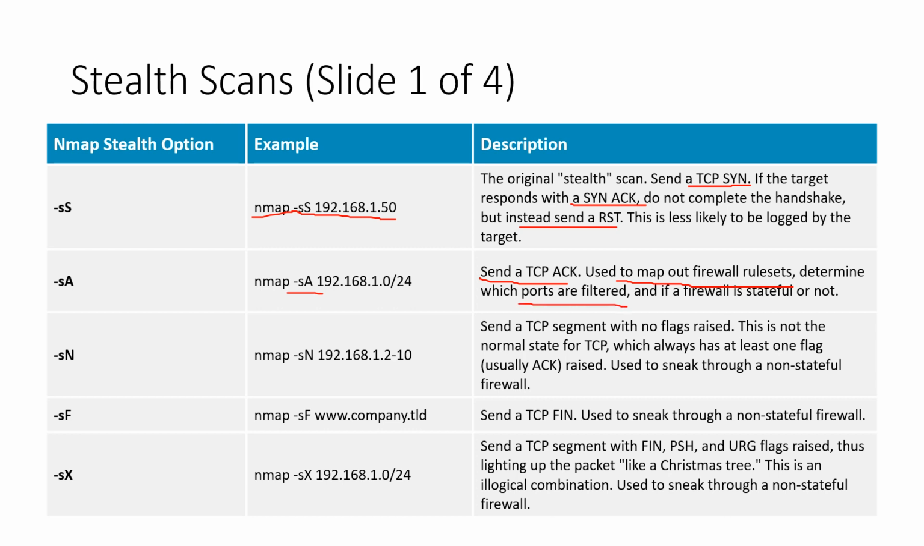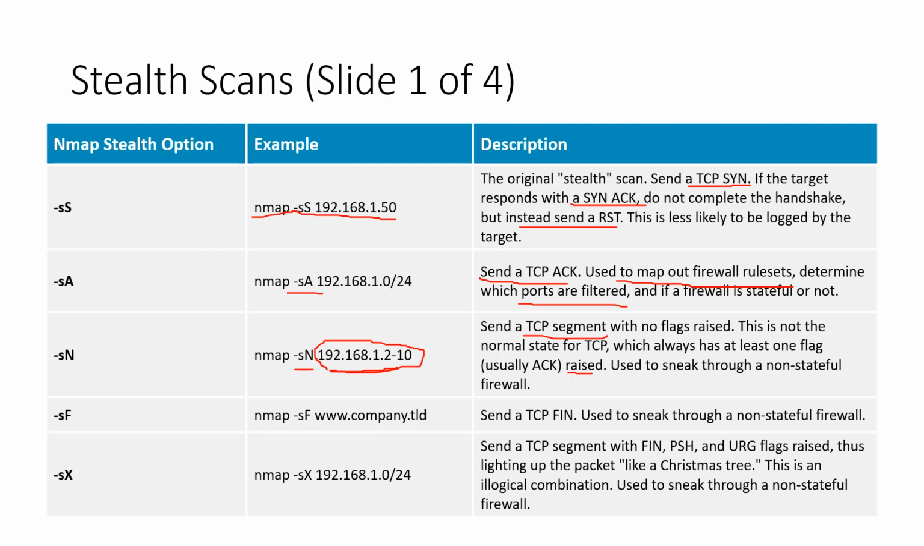Next is the -sN option, and then let's say the target. Again, this is a range, right? So what is being scanned by nmap is from 192.168.1.2 up to 192.168.1.10. In here, it sends a segment, a part of the data, if you remember. That's how we define segment in Cisco. So this is usually not the normal state for TCP, and has at least one flag raised.